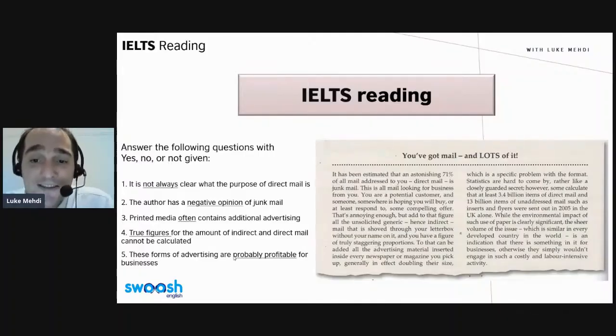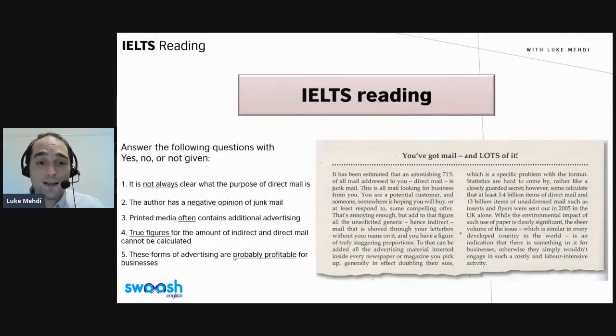So that gives us number 1 as yes. The author has a negative opinion of junk mail. So we've got this idea of junk mail, and we're looking for the author's opinion. This mail is looking for business. You're a potential customer. Someone's hoping that you will buy or respond to a compelling offer. That's annoying. Okay, negative opinion, that's annoying. Number 2, we've got yes.